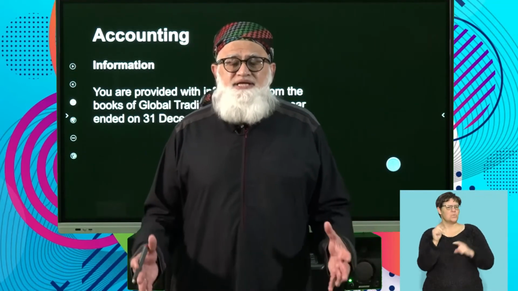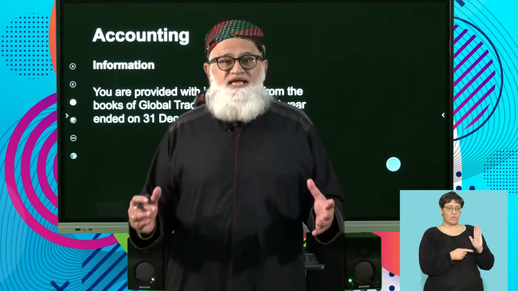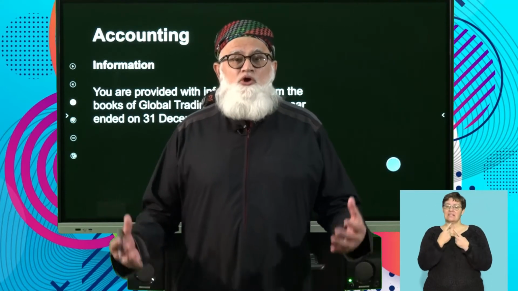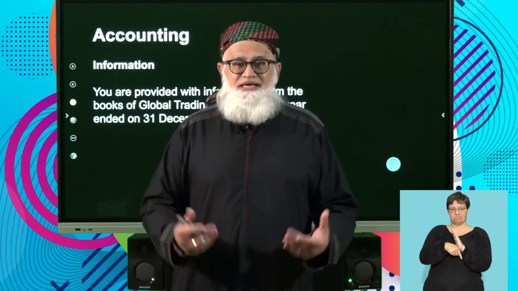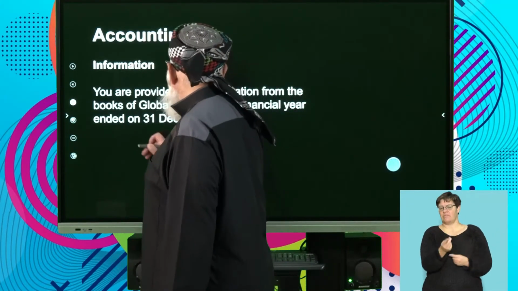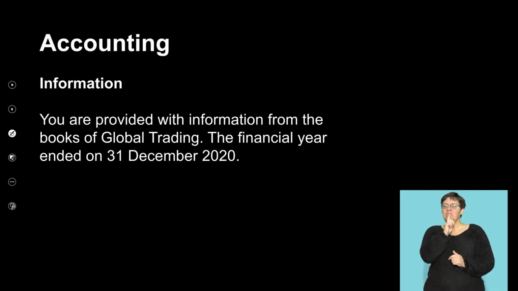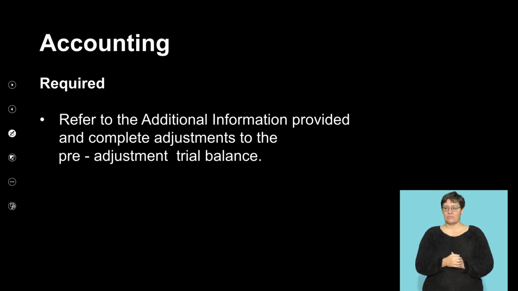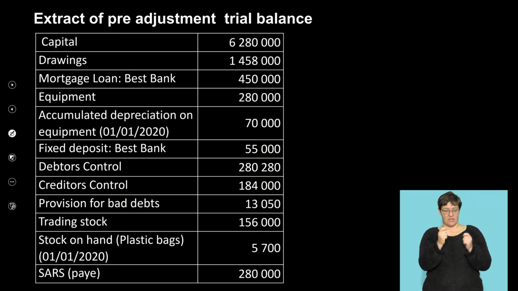We're doing income statement, also known as the statement of comprehensive income. We're relating it to our adjustments. Right, let's get right into it and see what do we have here. Right, we have information relating to global trading, right? And we know that we're completing the adjustments, so here we go.